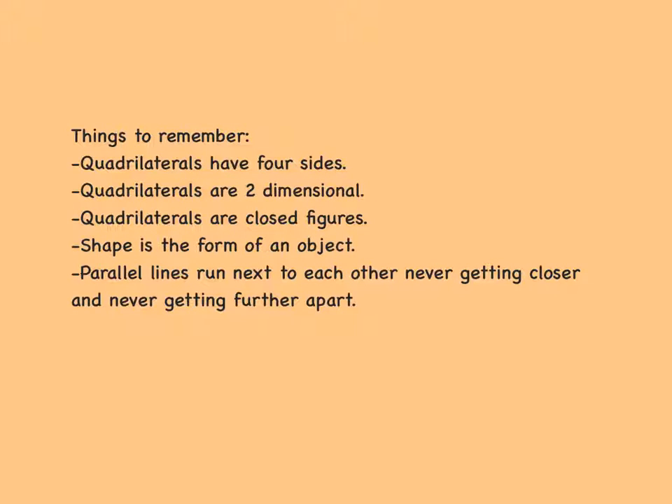Some important things to remember are quadrilaterals have four sides. They are two-dimensional and are closed figures. The shape is the form of an object, and parallel lines run next to each other, never getting closer and never getting further apart.